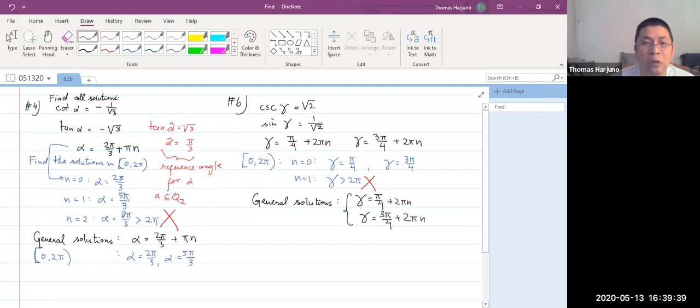Now if we want the 0 to 2 pi solution, then we will say gamma equals pi over 4, gamma equals 3 pi over 4.